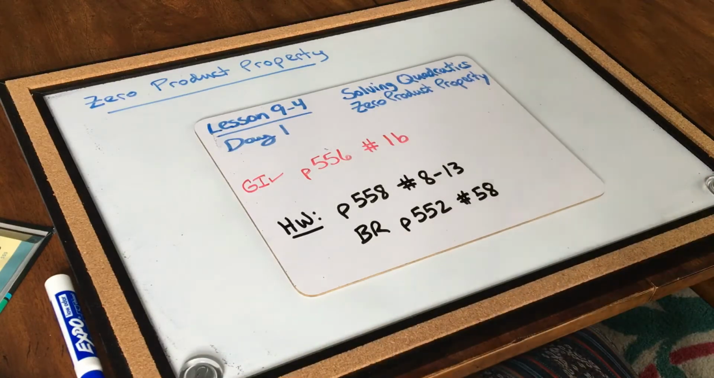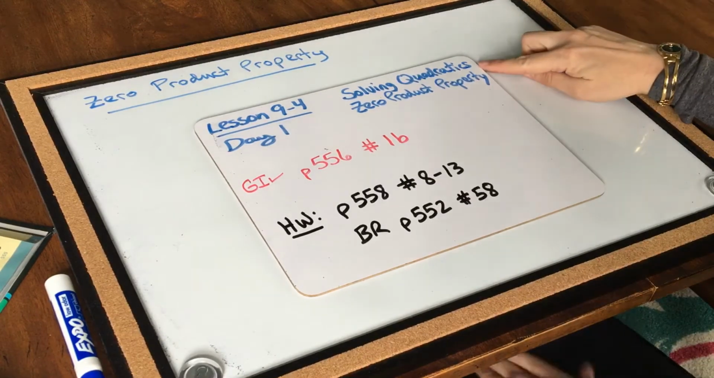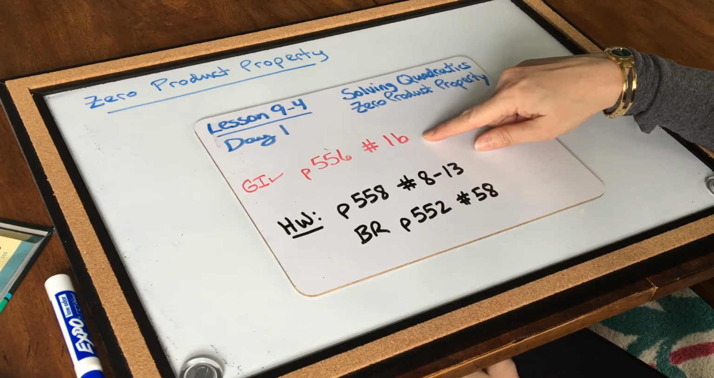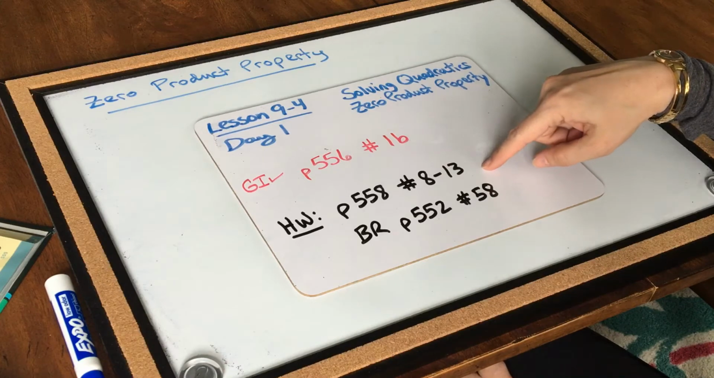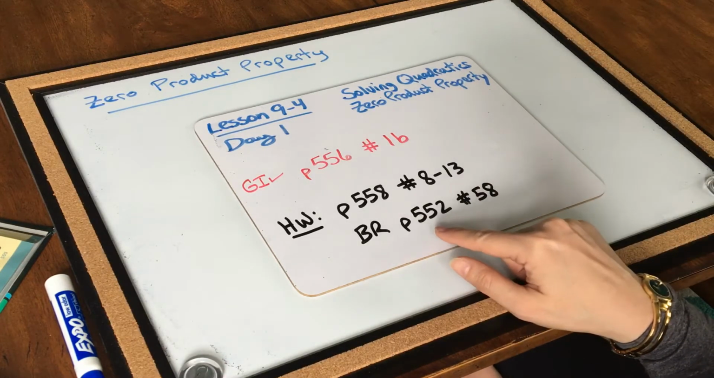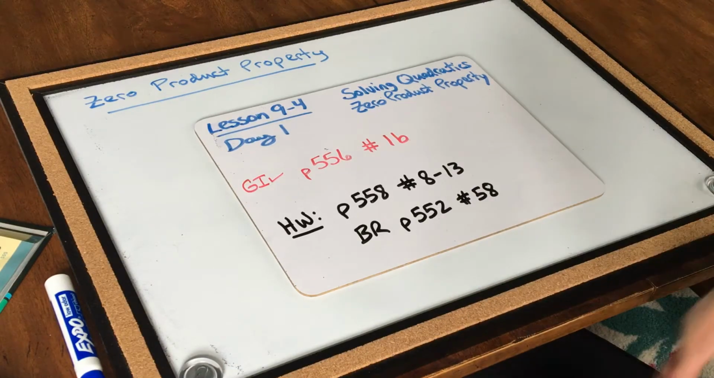Hi, 8th grade. Today we're going to be working on the first day of 9-4, which is solving quadratics using the zero product property. Our gotta check today is going to be page 556, number 1B. Our homework is page 558, numbers 8 to 13. And our bell ringer is page 552, number 58. All right, let's get started.